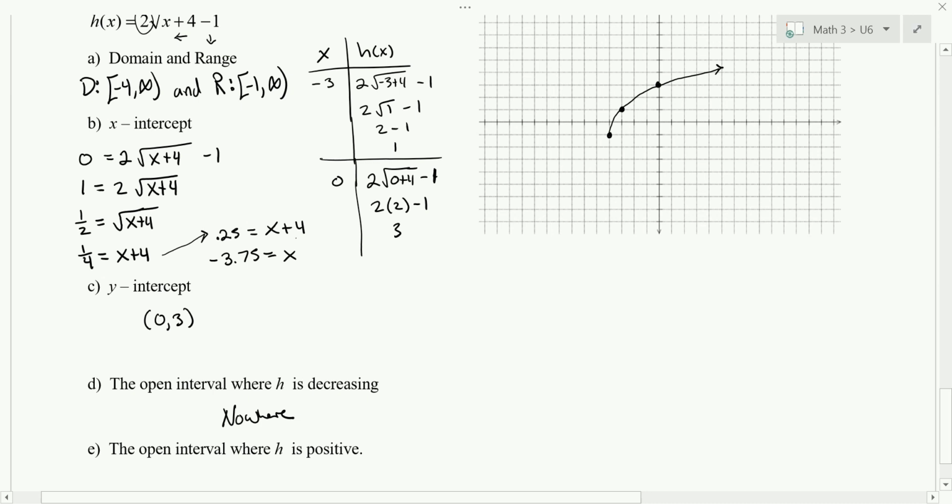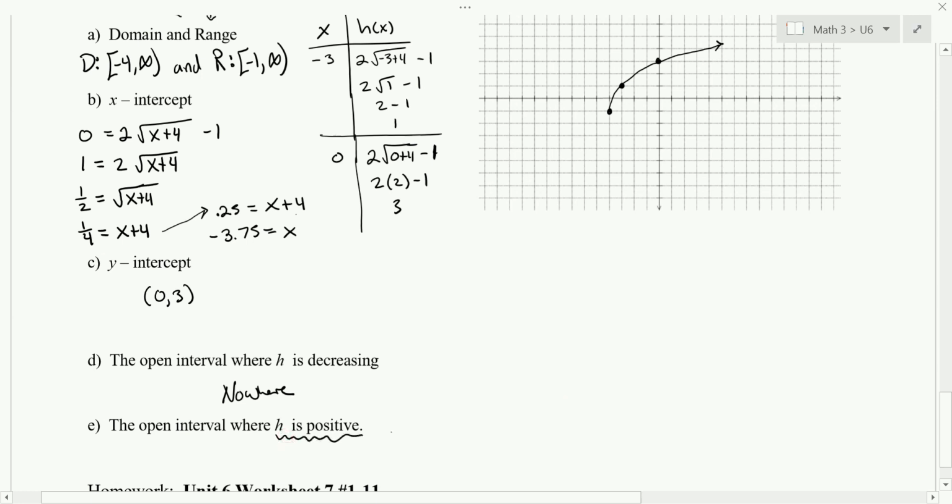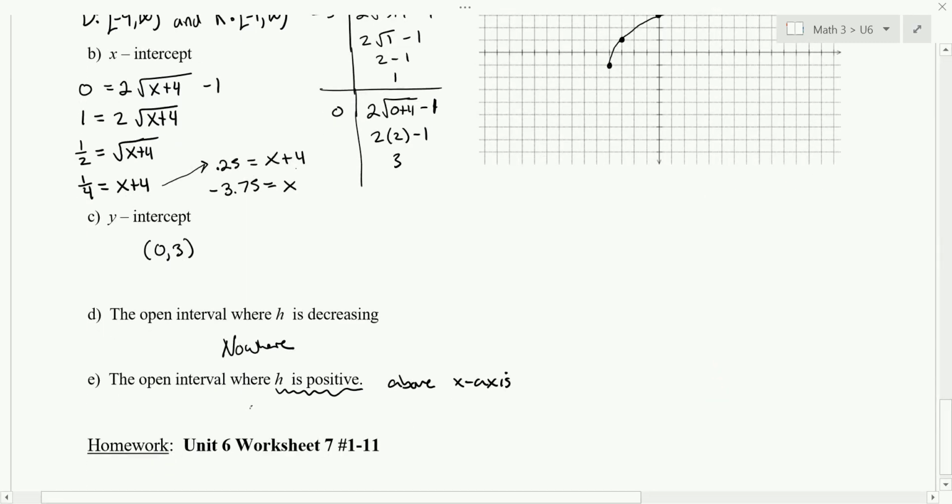The open interval where it's positive. Okay, now h is positive means above the x-axis. That's what we mean by positive. And so it starts at what point? At the x-intercept. The x-intercept is the spot where it passes from below to above, right? And so what x value is the x-intercept? Negative 3.75. And then everything past that, it stays positive, stays above the x-axis. Okay? So that's what we were after there.